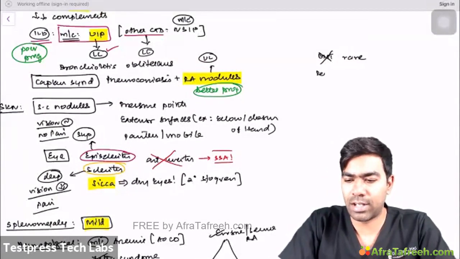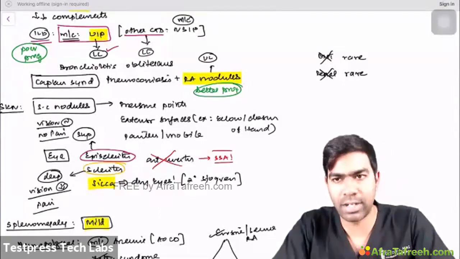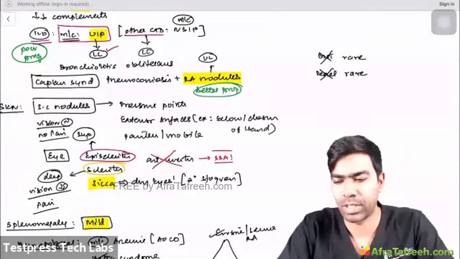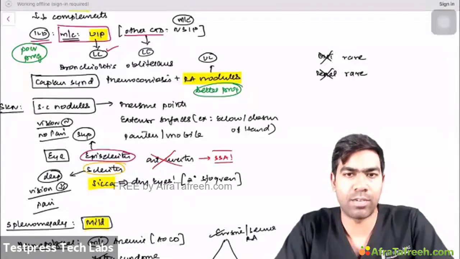Then second, renal involvement. Renal involvement is again extremely rare in rheumatoid arthritis. If a patient is coming with a prominent renal involvement, the disease is probably not rheumatoid arthritis, it might be SLE. SLE has a prominent renal involvement. Rheumatoid arthritis will not have prominent renal involvement in the first place.